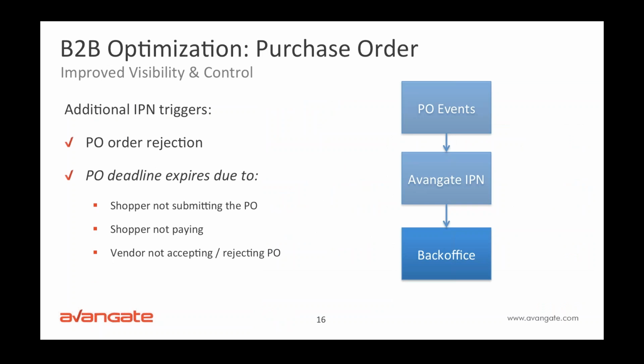What it simply means is we are trying to provide more triggers to give you better visibility into purchase order events. So for example, if you by any chance reject a purchase order, or the deadline for the purchase order expires due to the shopper not submitting the purchase order, or they're not paying, or you're just rejecting it because you're not going to be accepting this purchase order, you get a notification that helps your back office process and systems.